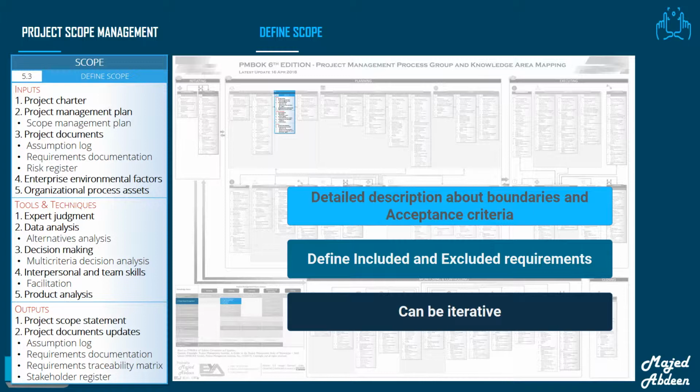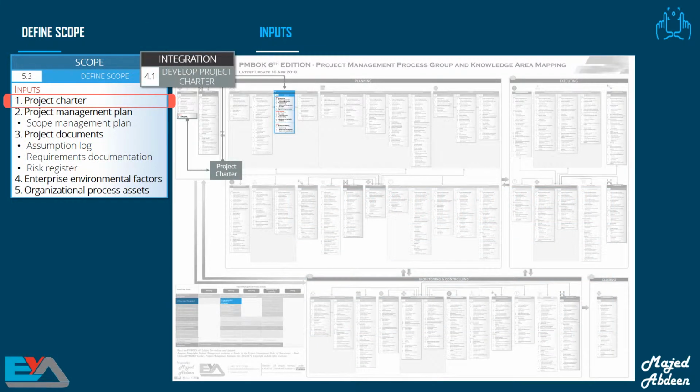Also remember that in iterative or agile lifecycle projects, we will develop a high-level vision for the overall project, but we will determine the detailed scope at the beginning of each iteration. We will create the detailed planning for the next iteration as we are working on the current project scope and deliverables. So, what are the inputs for define scope?